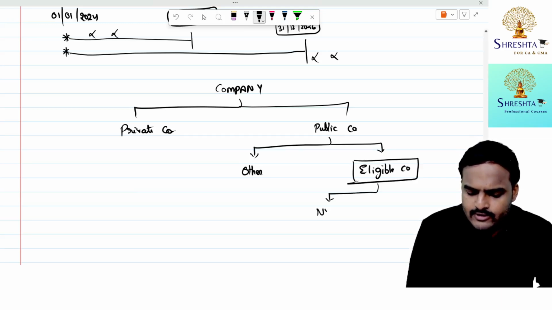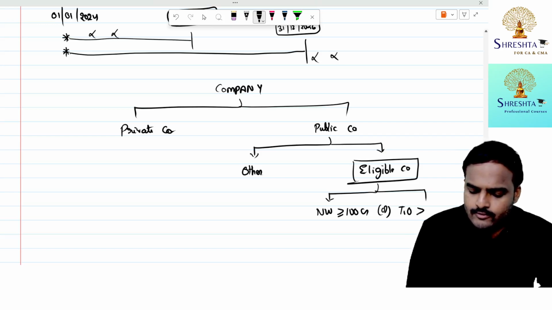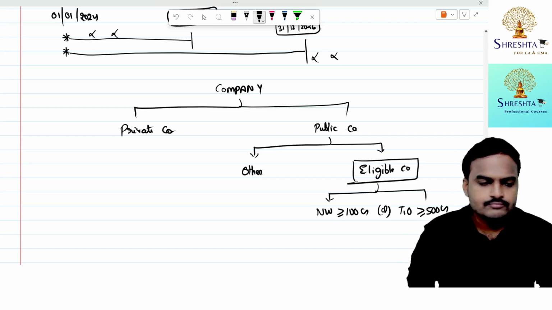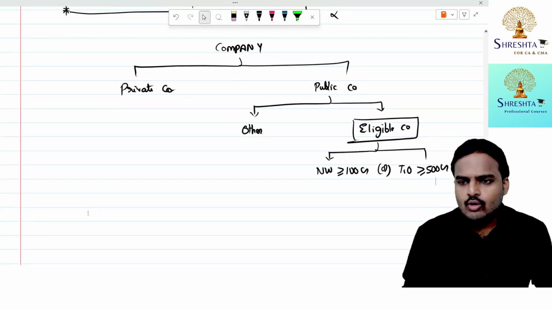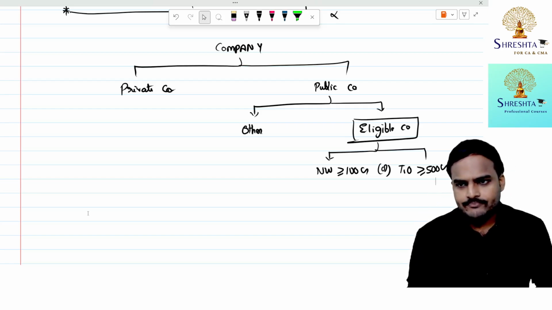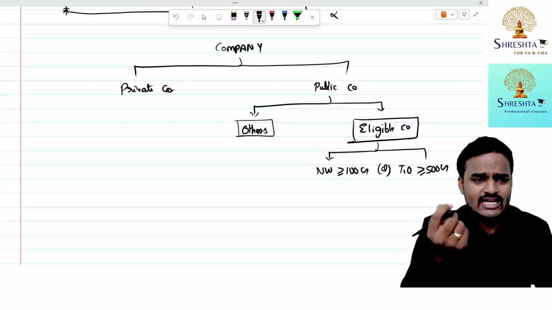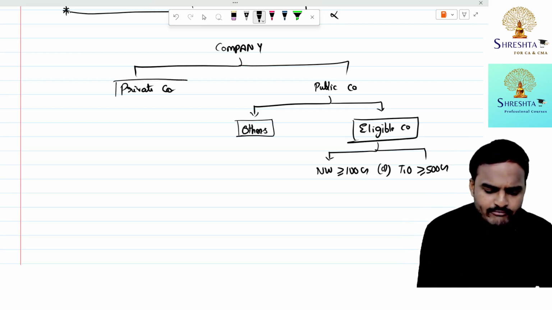Public company with net worth 100 crores or more, or turnover 500 crores or more. A public company having net worth 100 crores or more or turnover 500 crores or more, we call it an eligible company. Other than eligible companies, other public companies are simply ineligible public companies. Now private companies.